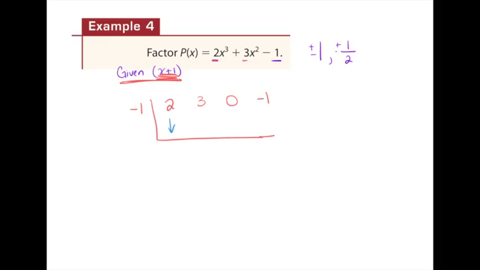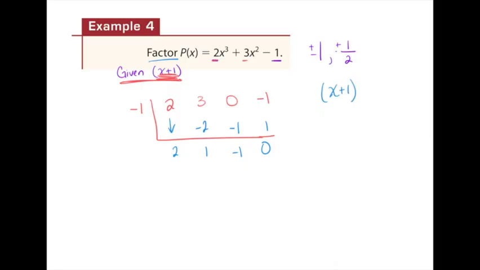I get 2, multiply up, negative 2, add down, get 1, multiply up, get negative 1, add down, multiply up, 0. That is what I'm looking for if they told me it was a factor. So they want me to factor this. The first thing I'm going to write down is the one that they gave me. That's one of my factors, all right?